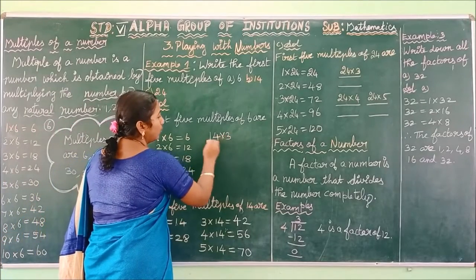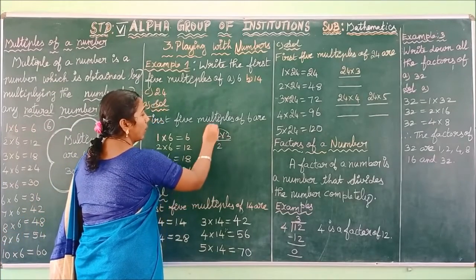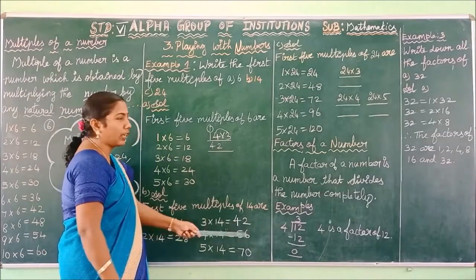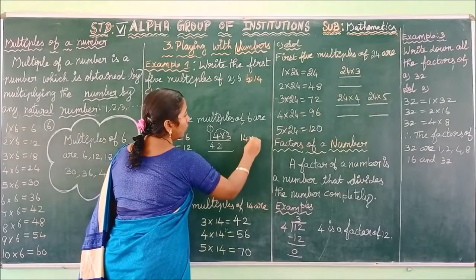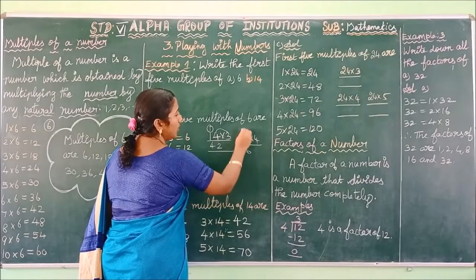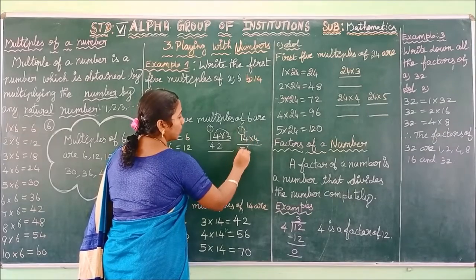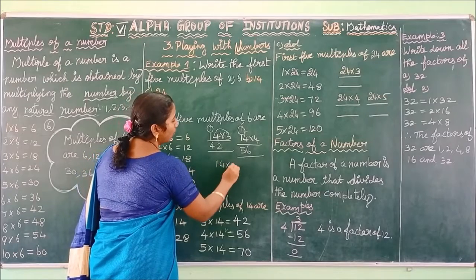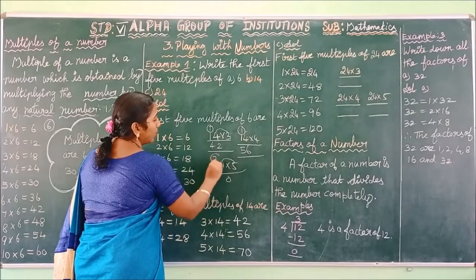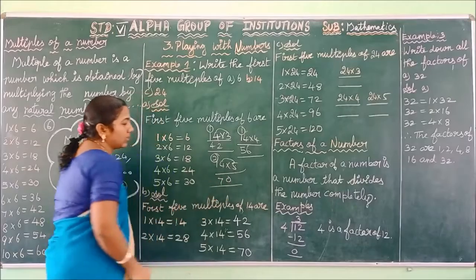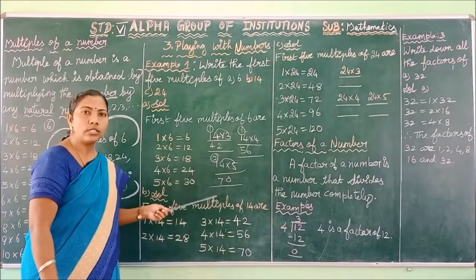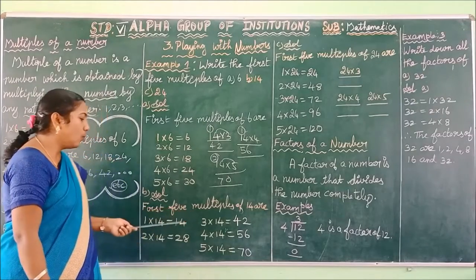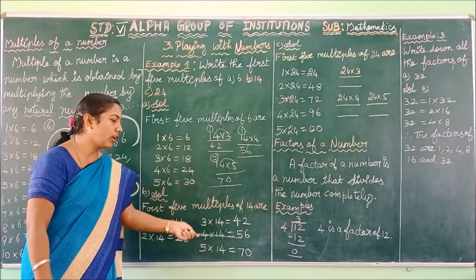Next, 14 into 3. 4 threes are 12, remainder 1. 1 three is 3, 3 plus 1 is 4. So 14 into 3 is 42. Similarly, 14 into 4. 4 fours are 16, remainder 1. 1 four is 4, 4 plus 1 is 5. So 14 into 4 equals 56. Similarly, 14 into 5. 5 fours are 20, remainder 2. 1 five is 5, 5 plus 2 is 7. Thus 14 into 5 equals 70. Thus we have found the first 5 multiples of 14. What are they? 14, 28, 42, 56, 70.